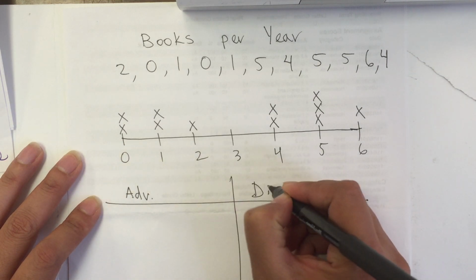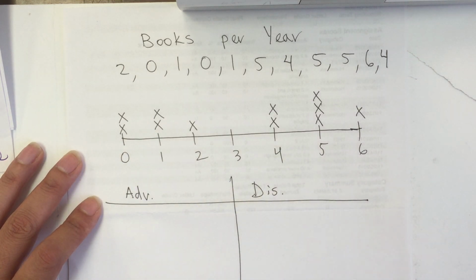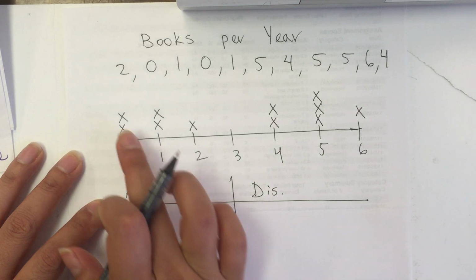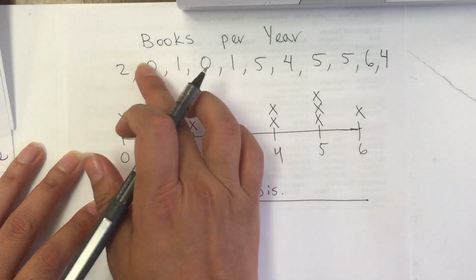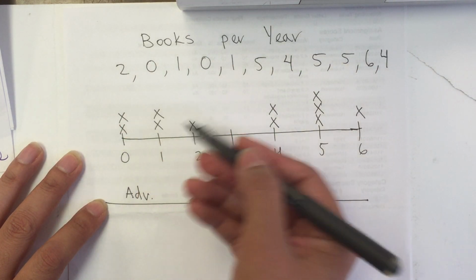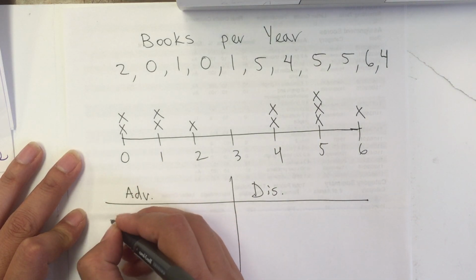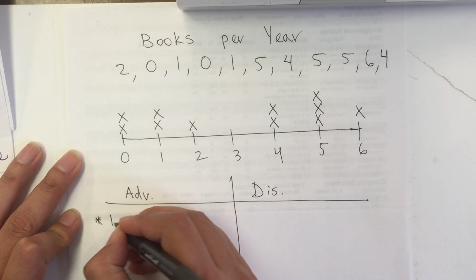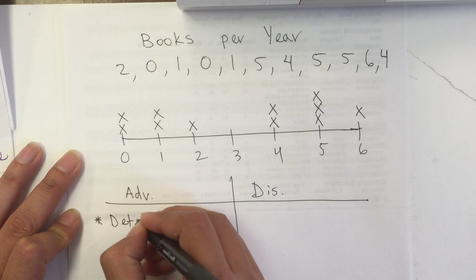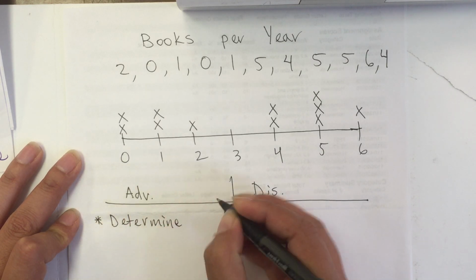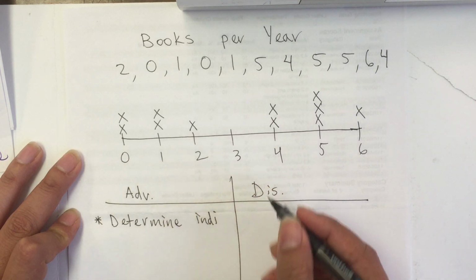Advantages and disadvantages. So one advantage can be said that each person, each student is represented in here by an X. So we can determine individual data, right? So that's an advantage. We can determine individual data.